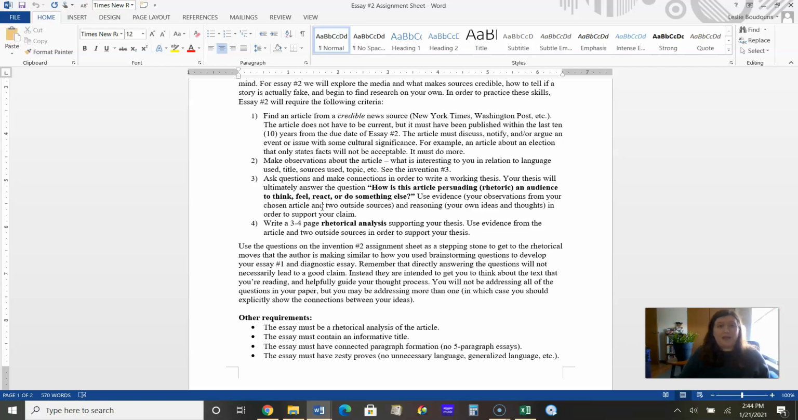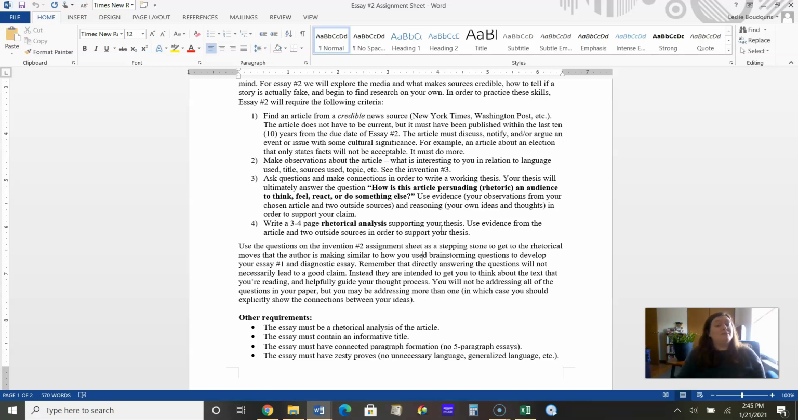Now, the extra help assignment sheet, at the end of it, talks about a question. And that's a thesis question. Everybody should have a thesis question that on a very basic level asks, how is this article persuading an audience to think, feel, or react, or something else? Now, everybody's thesis question will be a little bit different. You might ask, how is this article using emotion to persuade its audience to get angry or want to protest, or whatever it might be. But you want to answer that thesis question.